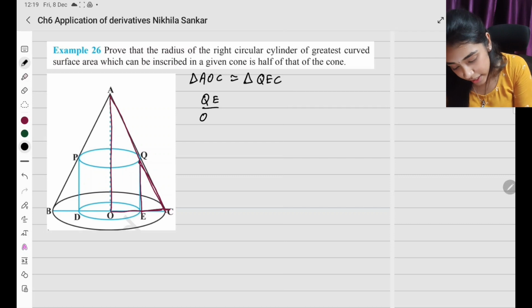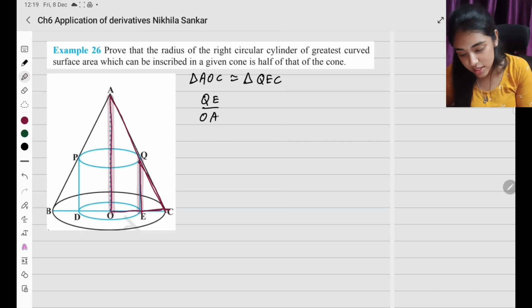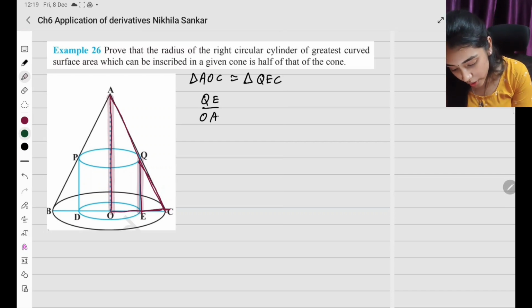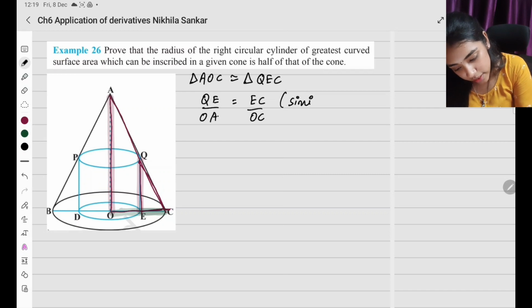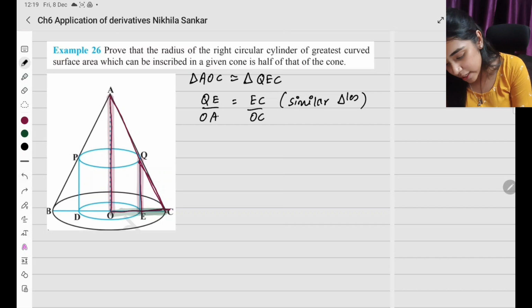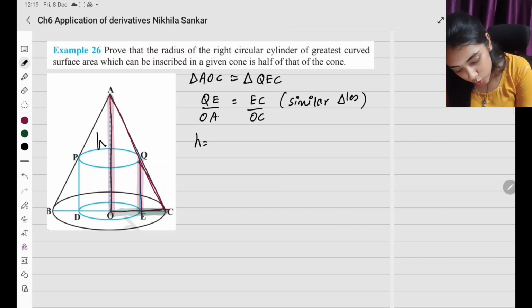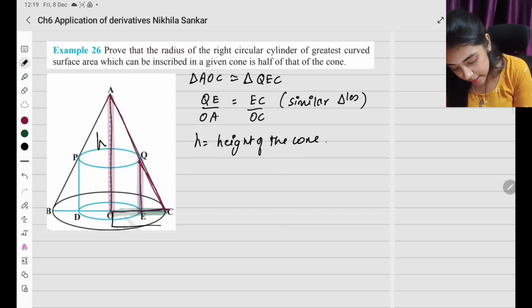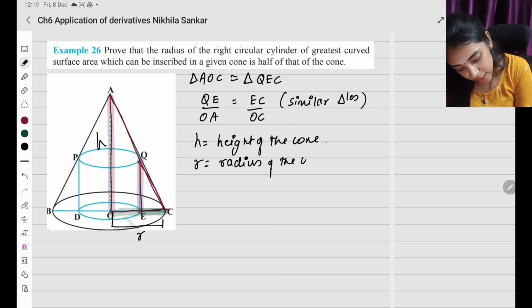QE divided by OA. Okay, so basically this. QE divided by OA, the height, I'm going to equate that to EC divided by OC, because we are talking about similar triangles, since they are inscribed inside the cone. So from here I am going to take OA to be the height of the cone. H equals height of the cone. This is my radius of the cone. So R equals radius of the cone.